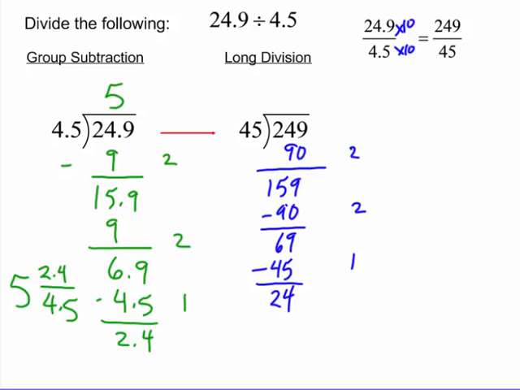So if I count all of these up on the side, I have 5 complete groups of 45. But I also have 24 out of 45 that were remaining as leftovers. So if you compare, you'll notice that they're really just out by a decimal place. So I have the same answers, but with 2 different appearances.